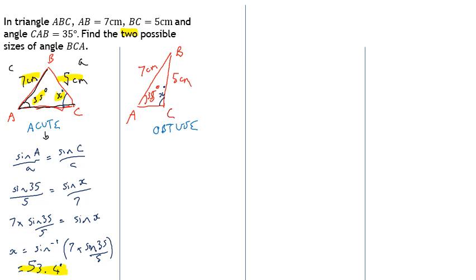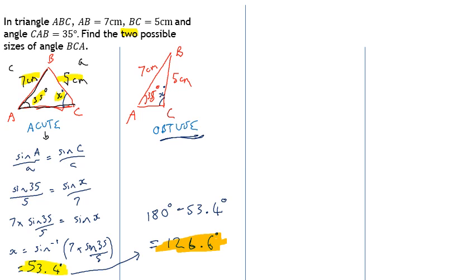Now, in terms of working out the obtuse angle, you could do it the exact same way, but there's a shortcut. We know that the acute answer is 53.4 degrees, so to find the obtuse answer, we just do 180 take away 53.4. In year 11, we'll look more at why that works. For now, just trust me that it is true. So therefore, we get an answer of 126.6 degrees. And so those are our two different answers for what the angle could be.